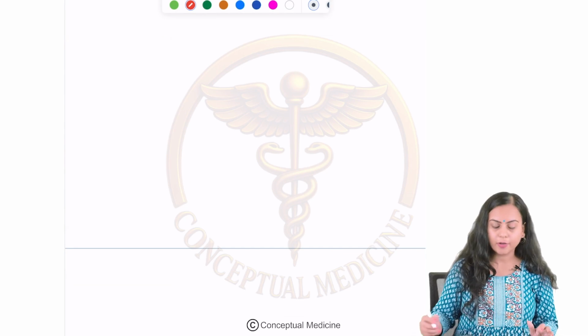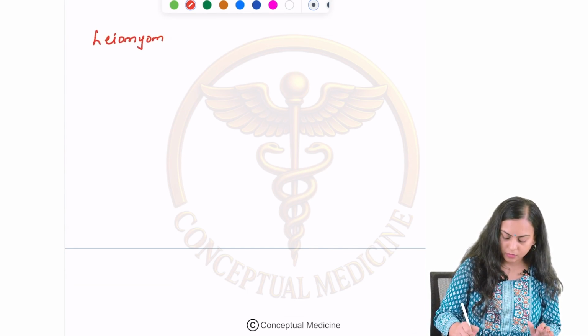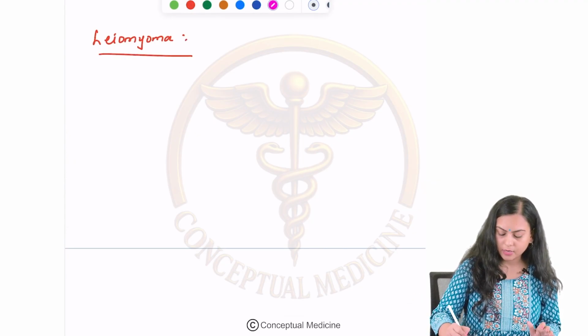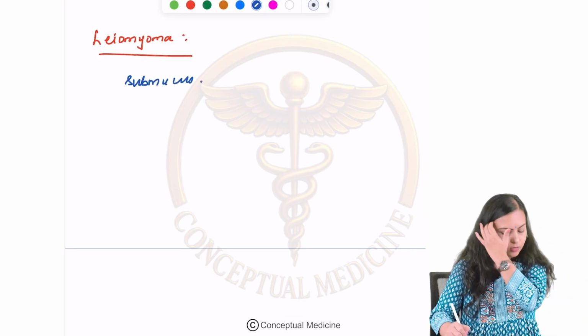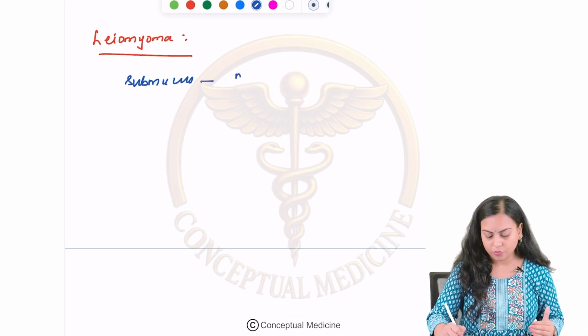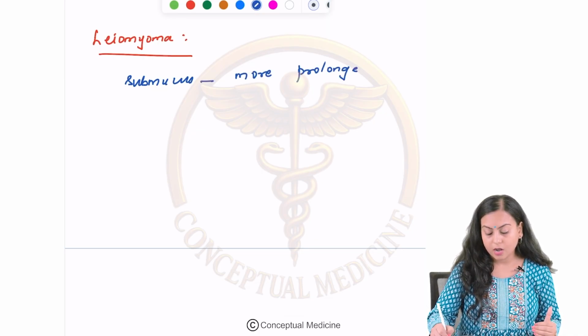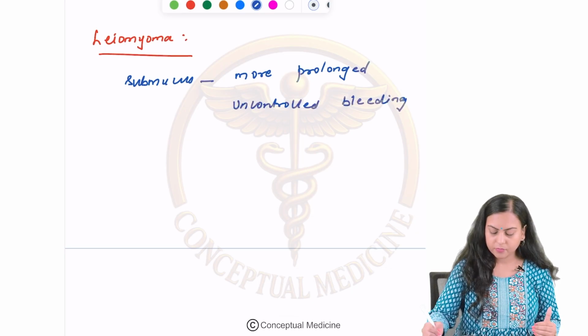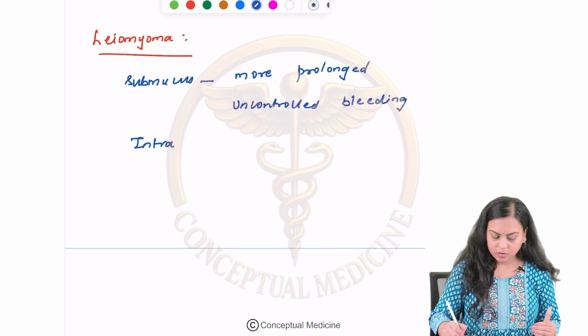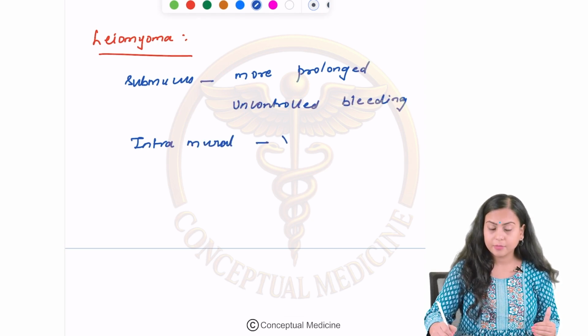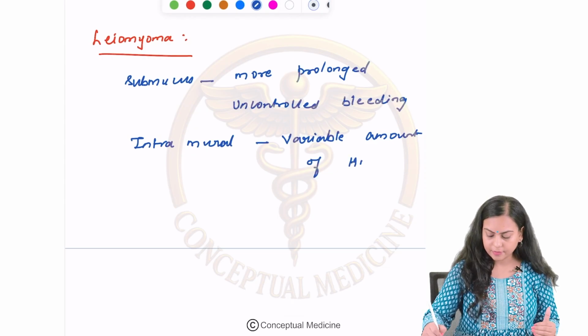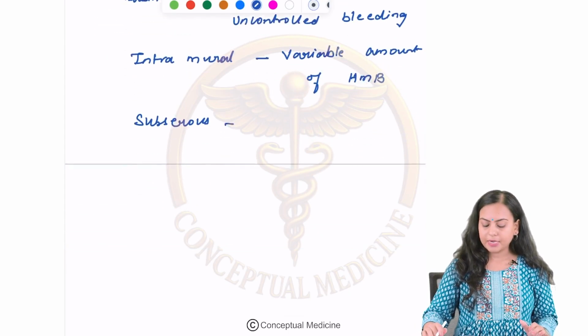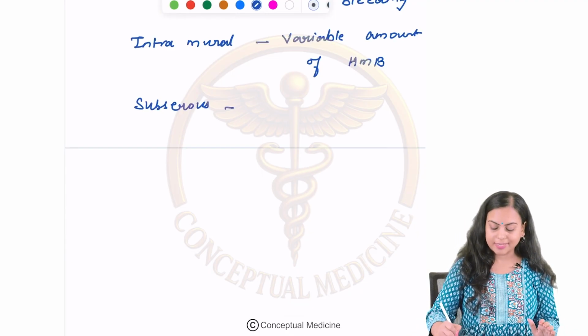Now, next one is about the leiomyoma. Leiomyoma can be a submucous one where there can be more prolonged uncontrolled bleeding, or it can be an intramural one where there can be variable amounts of heavy menstrual bleeding, and sometimes it can be a subserous leiomyoma also, but most of the time the subserous leiomyoma is asymptomatic.